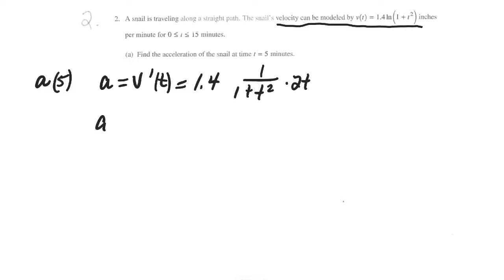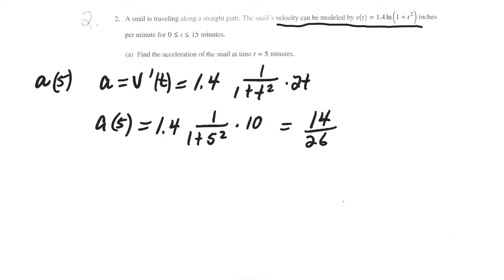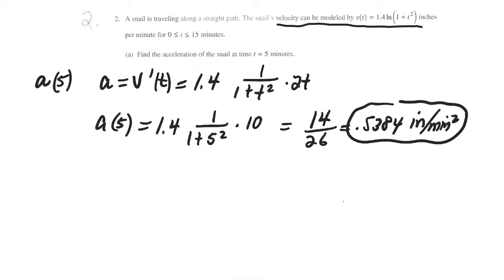So the acceleration at time 5 would simply be 1.4, 1 over 1 plus 5 squared times 10, otherwise known as basically 14 over 26, and you get the answer of 0.53846. The velocity is in inches per minute, so this would be the derivative, which is inches per minute squared. They did not ask you for units, but it's not a bad thing to include them.